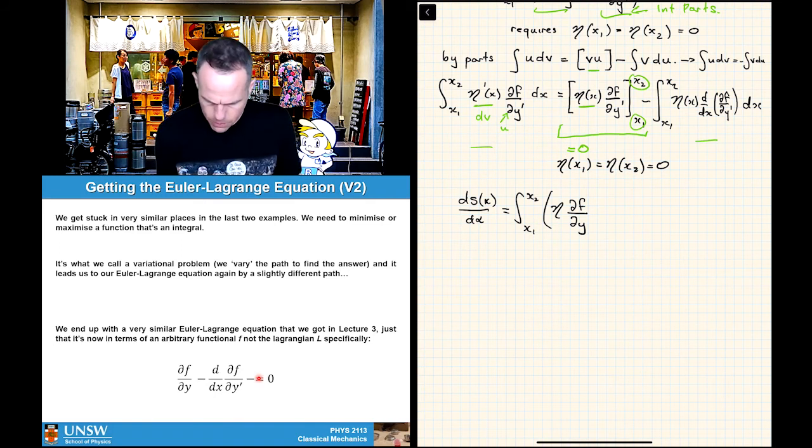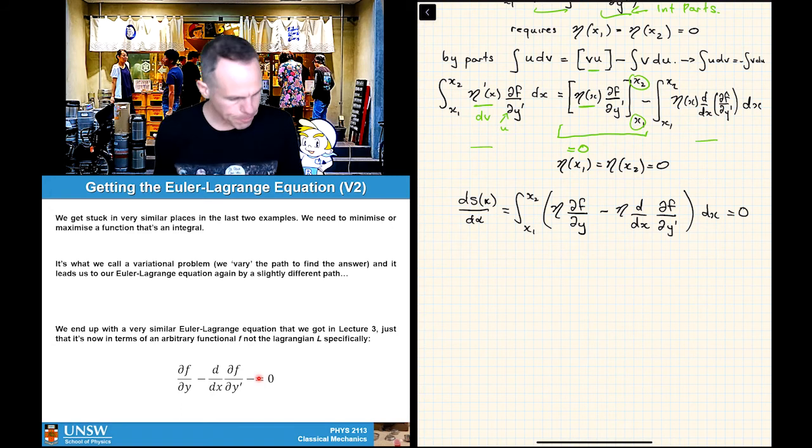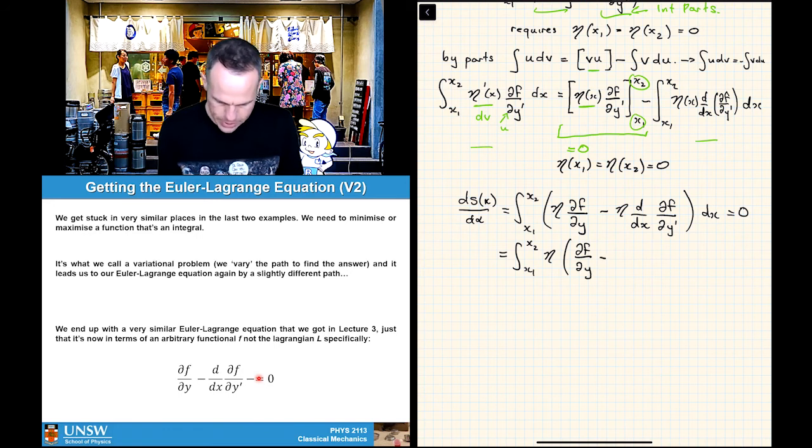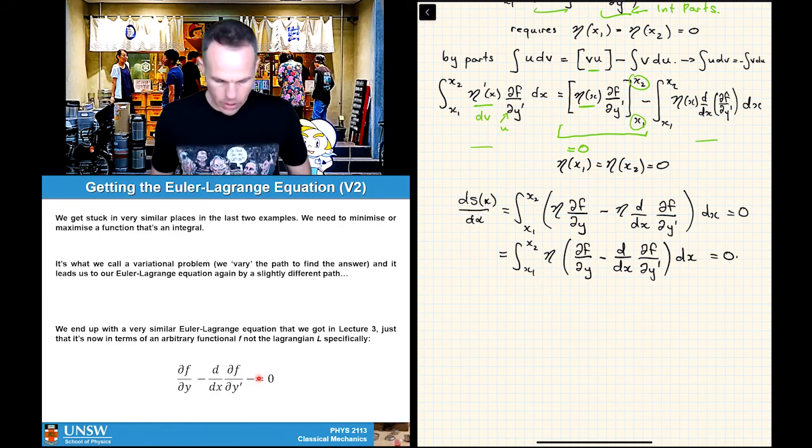Okay, so now we can do our little swap up here. So this is going to be now minus eta d on dx of dF on dy dash. And we have our dx out here, and we're going to make this go to 0, okay? And of course, we've got a common term of eta in here, so what we can rewrite this as is the integral from x1 to x2 of eta of x times dF on dy minus d on dx of dF on dy dash, dx equals 0.